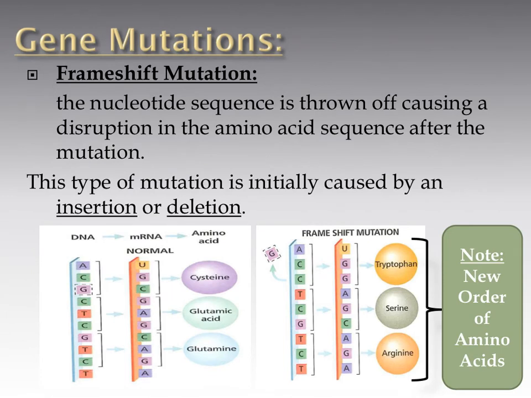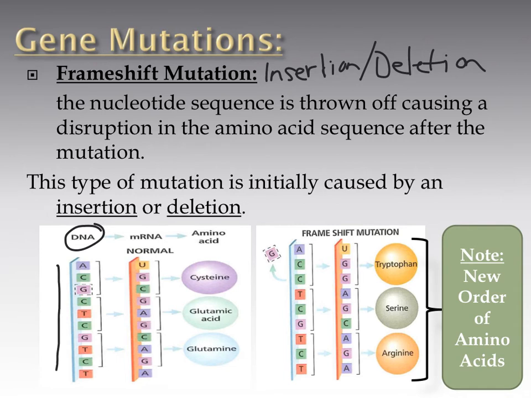A frame shift mutation is what I was just talking about before, when you have an insertion or deletion. If you take away a letter in the DNA sequence, or if you add a letter into the DNA sequence, everything behind that change, everything that comes after that change, is going to shift one way or another, okay? So again, here's our normal DNA sequence. You can read all the way through here, ACG, so on and so forth.